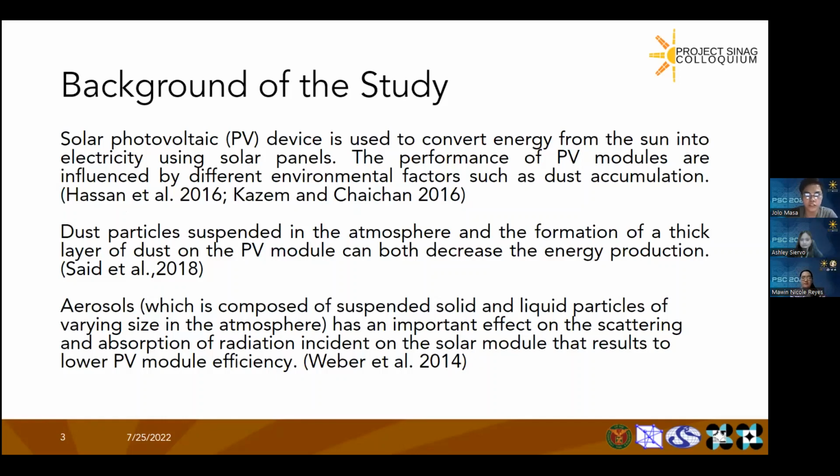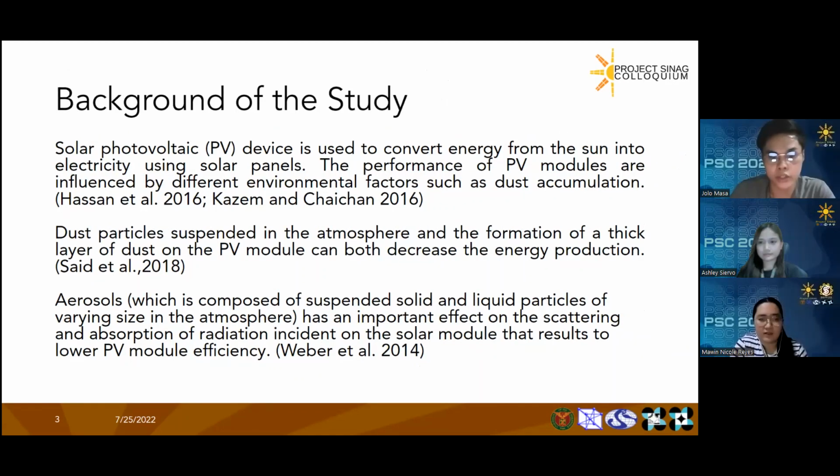For the background of the study, a solar photovoltaic device is used to convert energy from the sun into electrical energy using solar panels. PV panels are combined into arrays in a PV system that can either be installed in grid-connected or off-grid connections, which improve their performance. However, the performance of PV modules is influenced by different environmental factors such as dust accumulation. The suspended and deposited particle size has an important effect on the scattering and absorption of radiation incident on the solar module that results in lower PV module efficiency. Therefore, it is important to assess the impact of dust on surface solar irradiance.